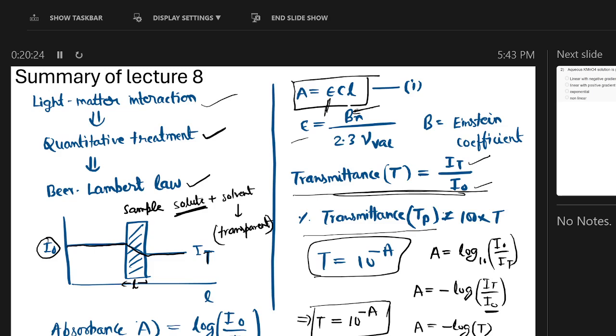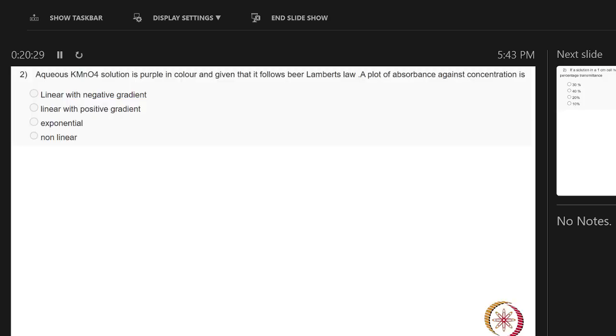Now let's try to solve some problems based on these equations. The first question is: aqueous KMnO4 solution is purple in color and it follows the Beer-Lambert law. A plot of absorbance against concentration is, so let's say we have a cuvette. We use a cuvette for absorption spectrum recording. This is quartz glass, quartz. So you have the KMnO4 solution.